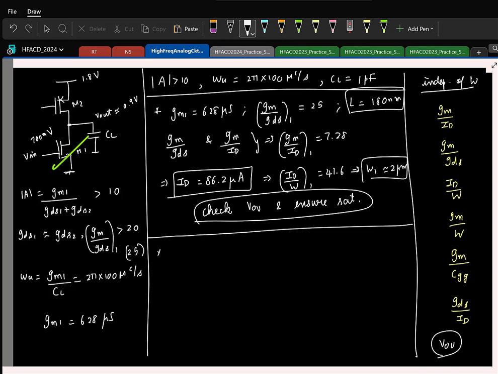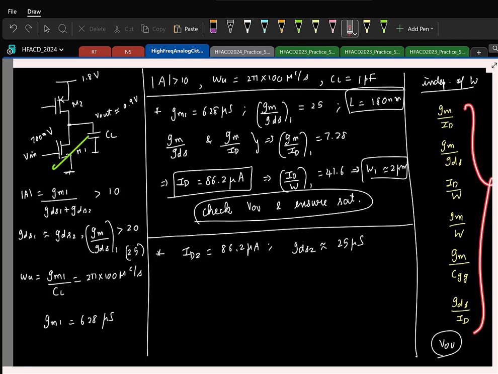So now the second transistor is pending. Let's quickly do that. For M2, what are the parameters I know? Do you know anything about the current? Firstly, the current is the same as ID1. Anything else? Yes, you know the GDS. We have assumed both GDS to be the same. So here GM by GDS is 25, GM is 628. So 628 by 25 is around 25. Good. So now look at the things we have. Which parameter do we know here?